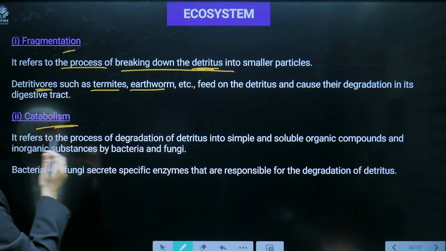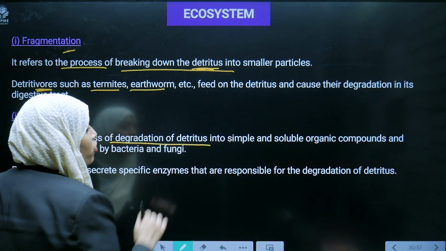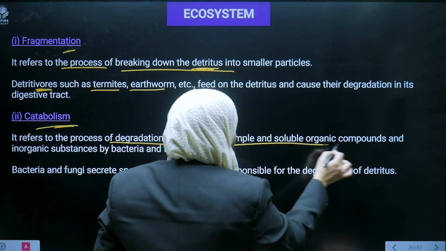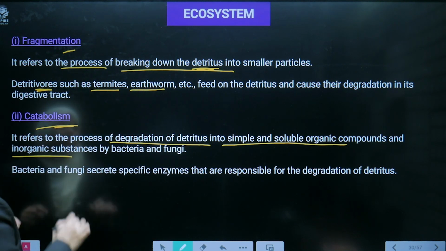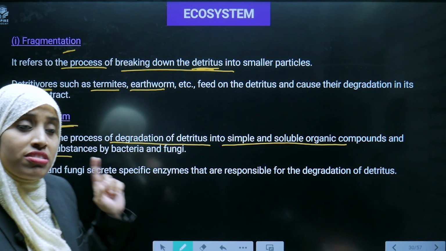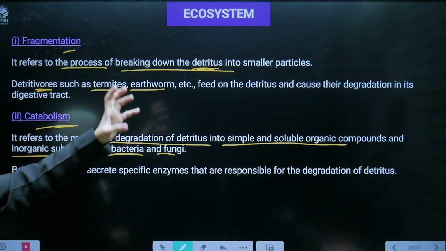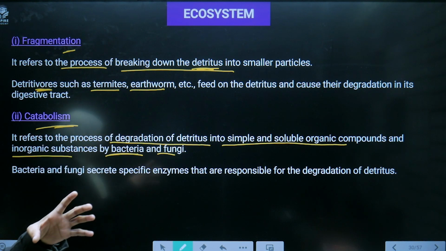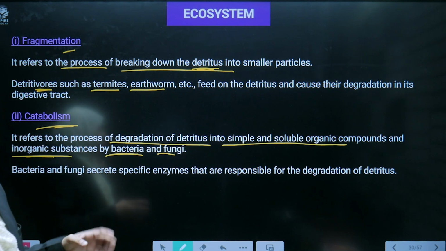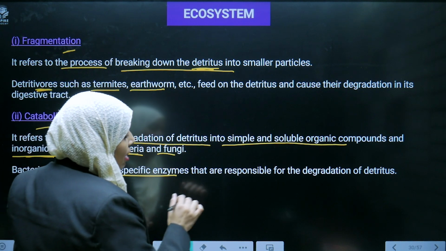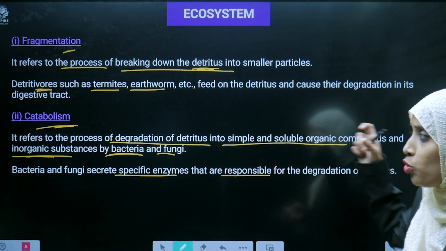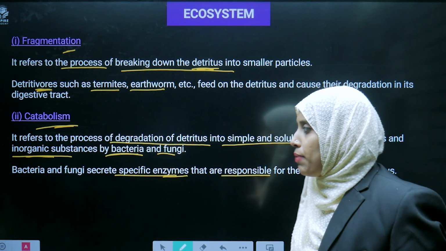Now, what is catabolism? As the name suggests, catabolism is a breakdown process, the process of degradation of the detritus. Detritus that has already become fragments will further turn into simpler pieces, okay, into soluble organic compounds and inorganic substances by the bacteria and the fungi. So this breakdown process is done only by the bacteria and the fungi. Now, bacteria and the fungi secrete specific enzymes to digest particular substances. Okay, they secrete specific enzymes that are responsible for degradation of the detritus. So, to decompose different types of detritus, different enzymes are produced by the bacteria and the fungi.